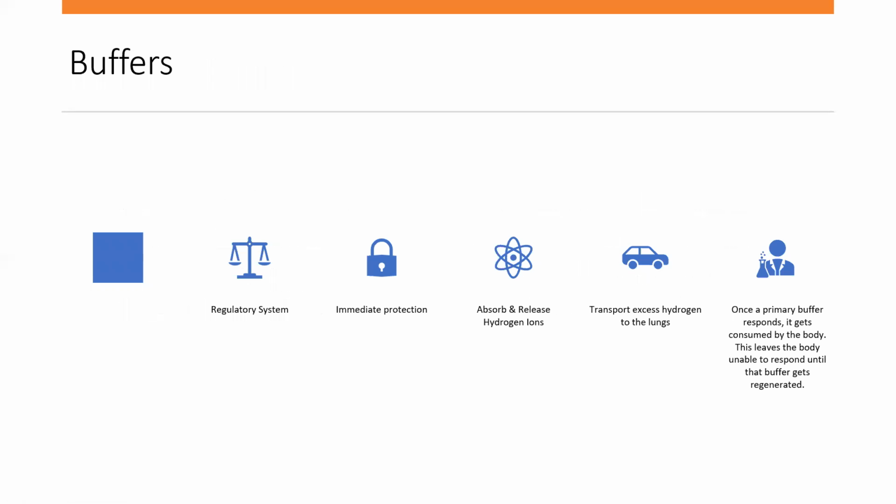All right, so let's talk a little bit about buffers, not to get too in detail because we could literally be here all day just on buffers. We have to know that it's a regulatory system. It provides immediate protection from whatever is offending or causing the issue within the body. It will cause the body to either absorb or release the hydrogen ions. The buffers keep the body's pH within the range of 7.35 to 7.45. One of the things that it will do is take the excess hydrogen ions to the lungs in order to be exhaled out of the body as carbon dioxide.